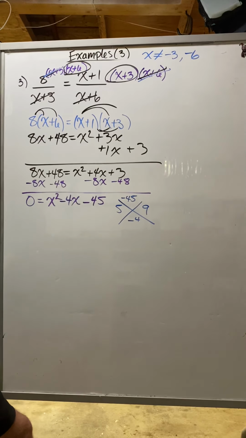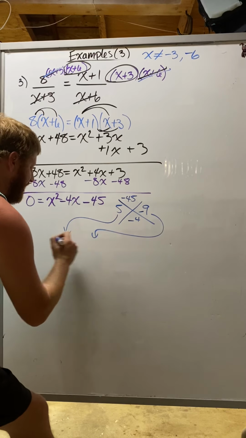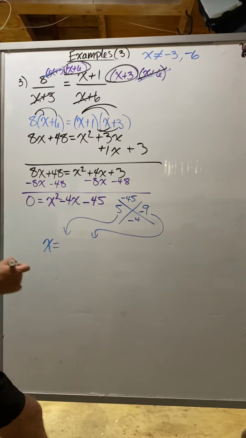I know one of them has to be negative. I know they need to subtract, in this case, to a negative 4. If my 9 was negative, that would make that happen. Okay? Now remember, these are my factors right here. And I'm allowed to use them and go straight to my possible answers.